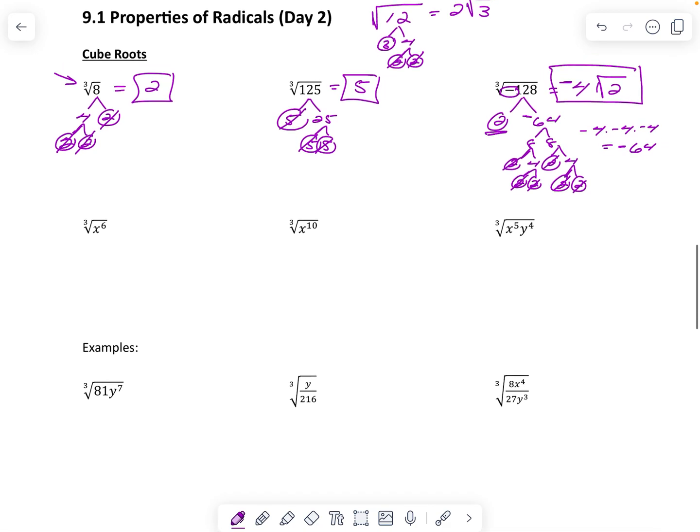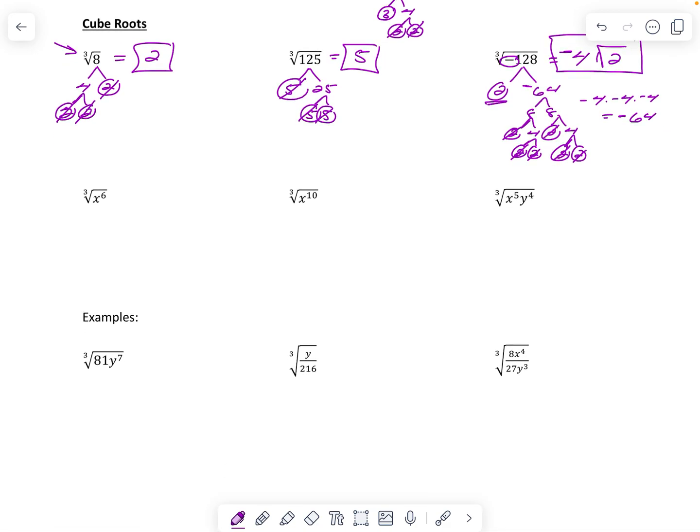Now, with the variables, it's the same as square root, but in this case, how many triplets do we have? How many times does 3 go into 6? Well, twice. We would have 2 sets of 3, right? We would have x cubed and x cubed. So we would have 2 sets of those. Maybe that's kind of confusing and not the best way to do it. This way would be better. Let's do it this way. I should have done it like x squared, x squared, x squared. There we go.